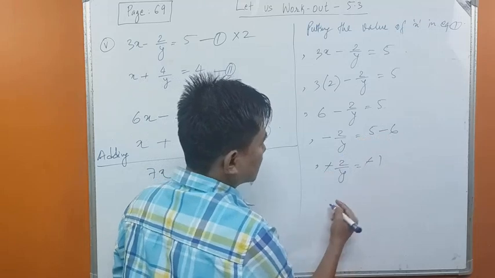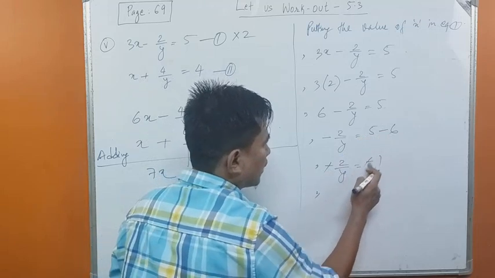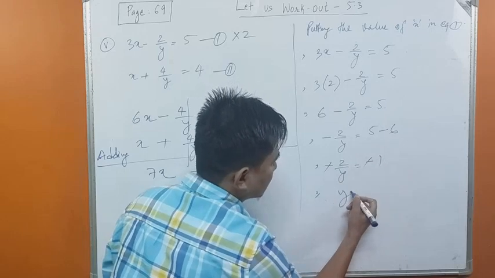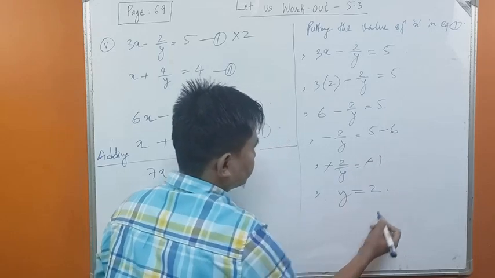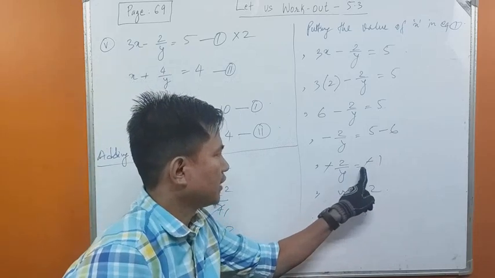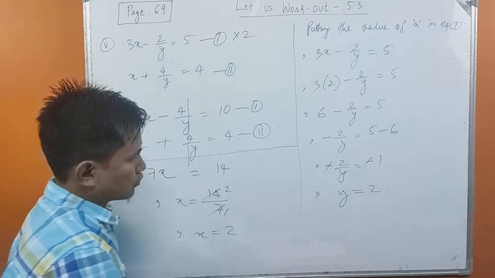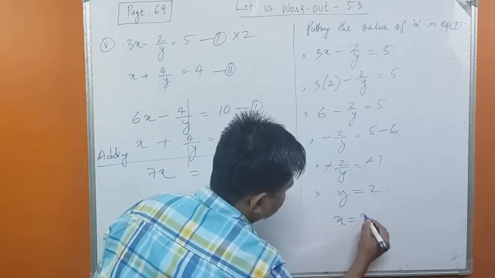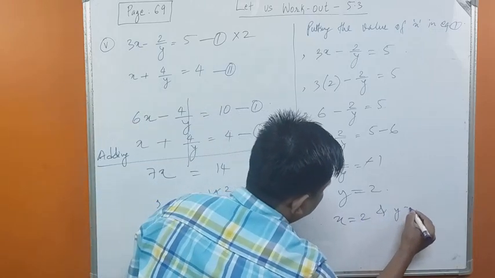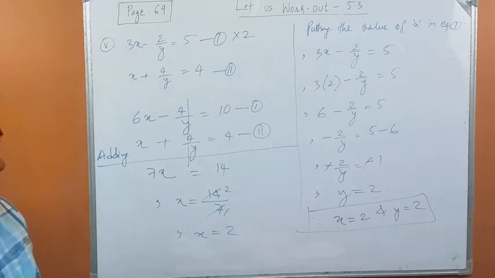So minus minus cancels out. So y into 1, we cross multiply this. y into 1 is y equals 2. So y equals 2. Therefore, x equals 2 and y equals 2. So we were asked to find the value of x and y. The values of x and y are 2 and 2.